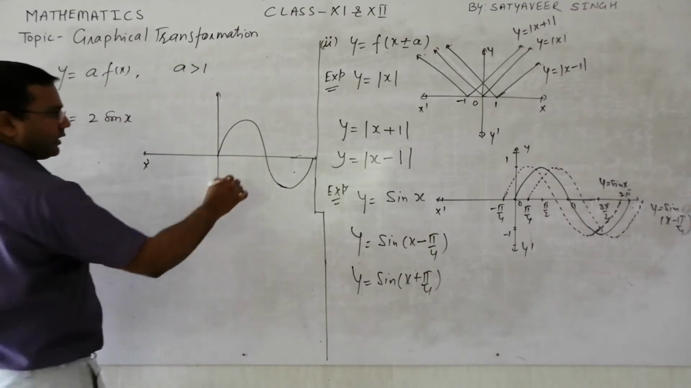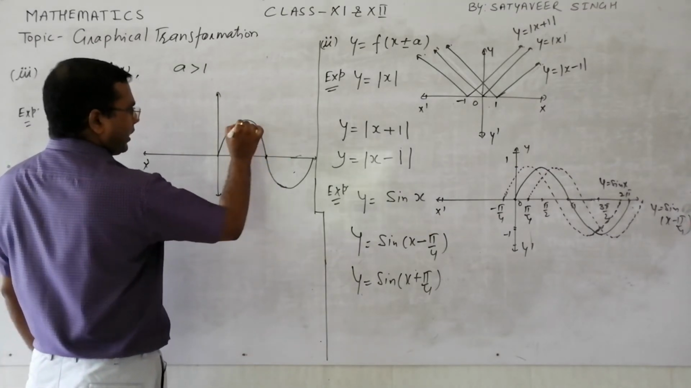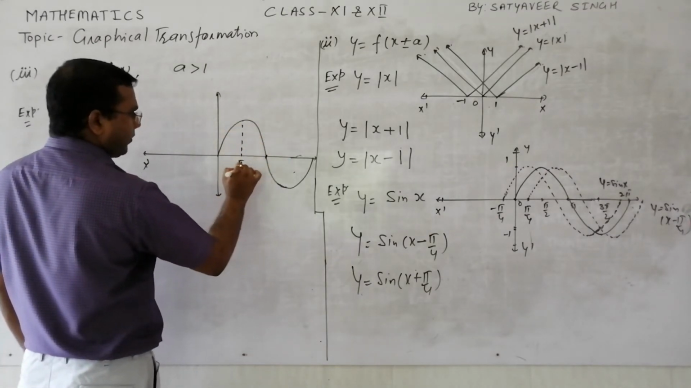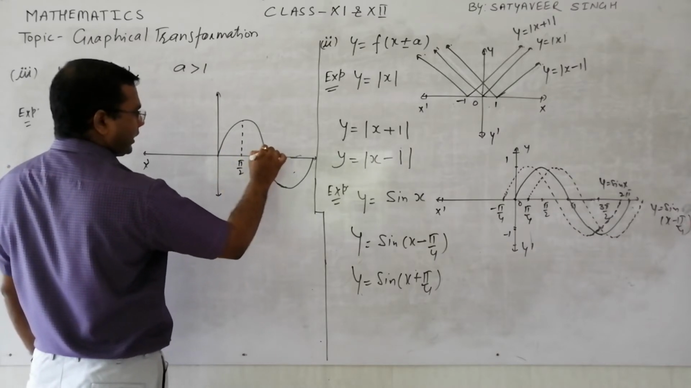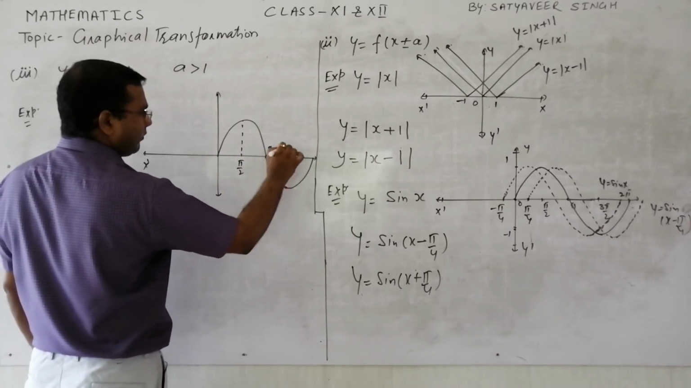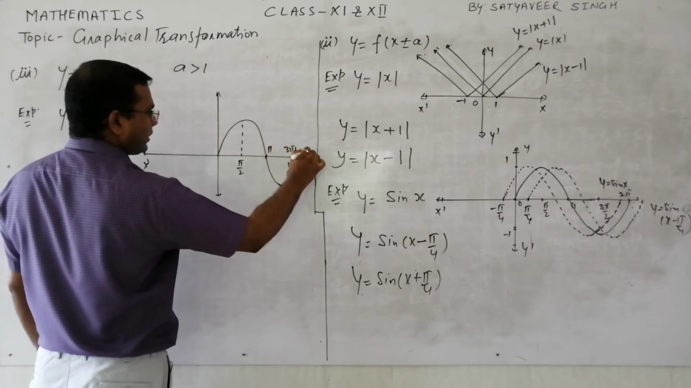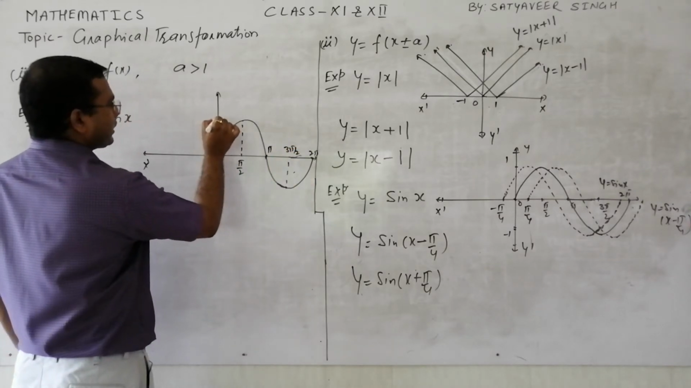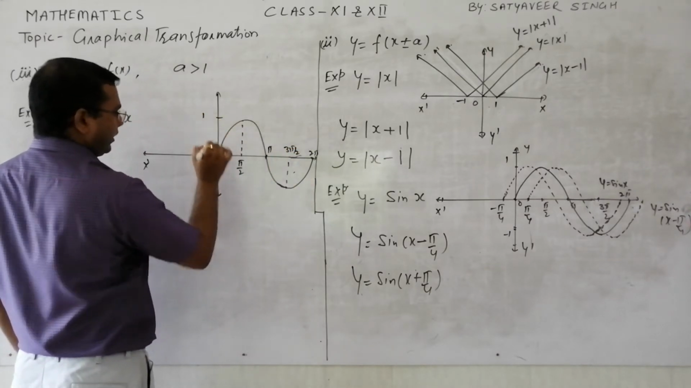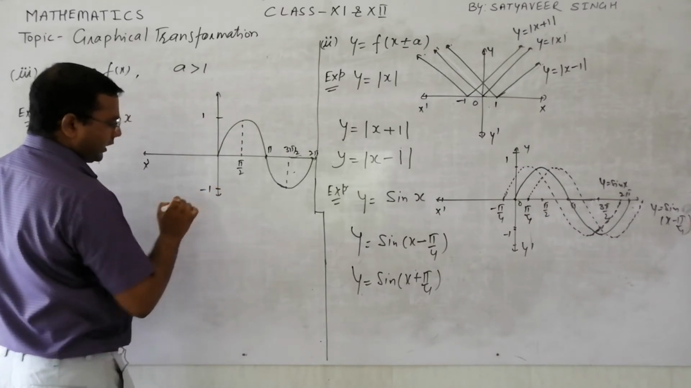It is the graph of y is equal to sin x. This point here I am taking, this is pi by 2. This point is at pi, and this I am taking at 3 pi by 2, and this is 2 pi. So here we can say this is 1, and this point is minus 1.